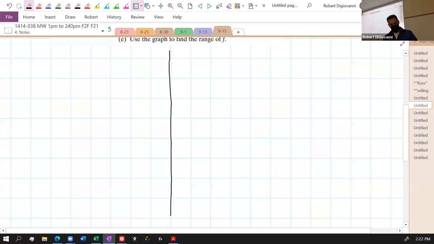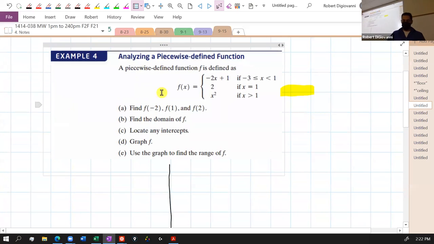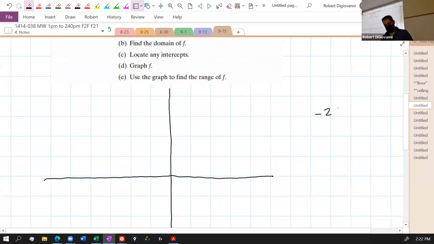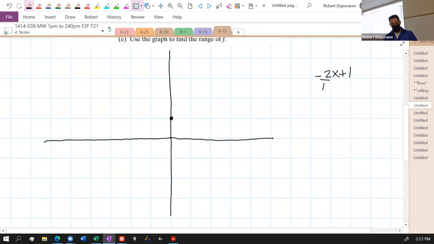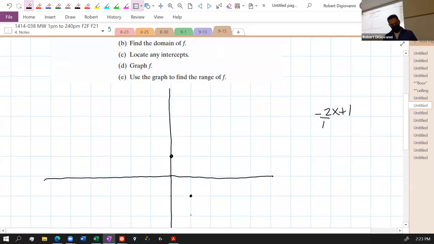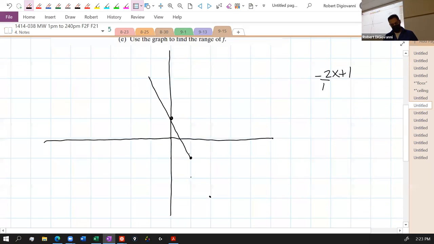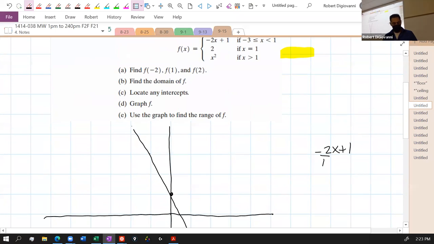Here's my XY axis, okay? All right, so first thing I'm gonna do is draw -2x + 1. I know that that's a line. It hits the y-axis at 1 and has a slope of -2 over 1, so down 2, right 1. So I start out at 1 on the y-axis, and then from there I go down 2 to the right 1. If I need to do it again, down 2 to the right 1, that'll help me draw a straight line. And it continues up like this, okay? You with me on that?